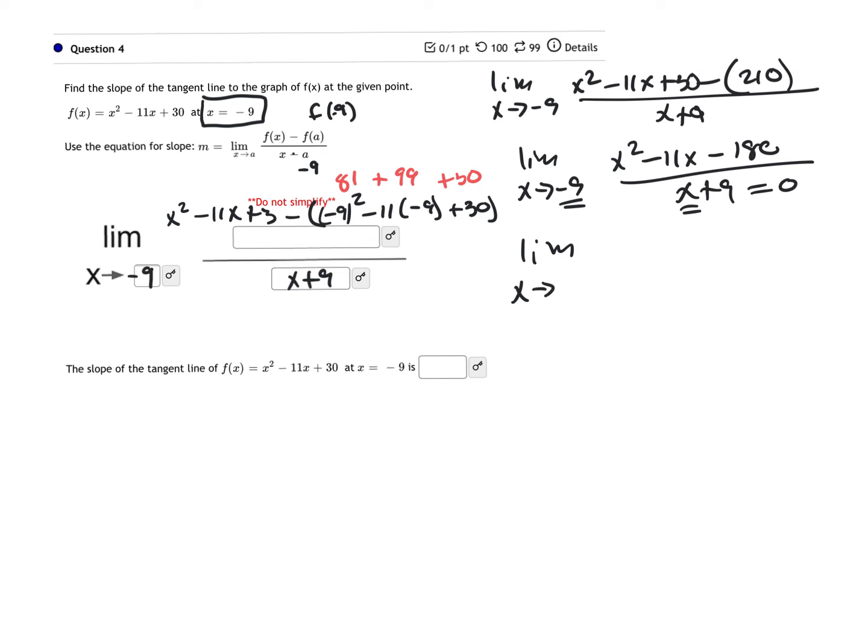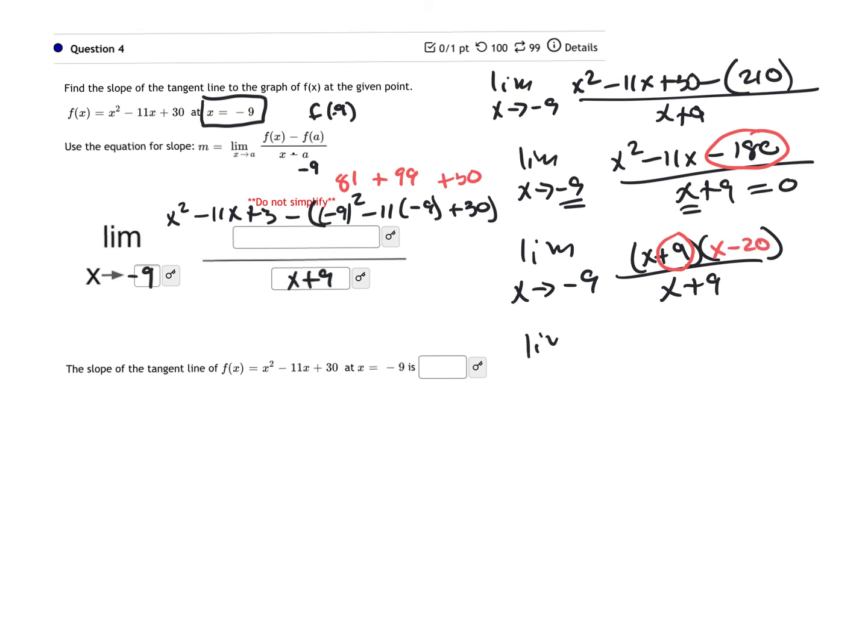So the limit as x approaches -9. Now, whatever my bottom is going to have to be one of the factors on top. So that makes it a little bit easier to factor, because now all I have to do is say, what do I multiply a positive 9 by to get a negative 180? Well, the answer is a negative 20, so that's going to be my other factor.